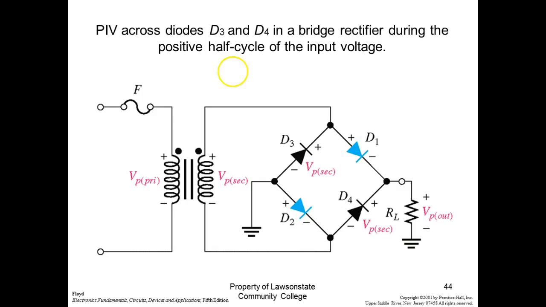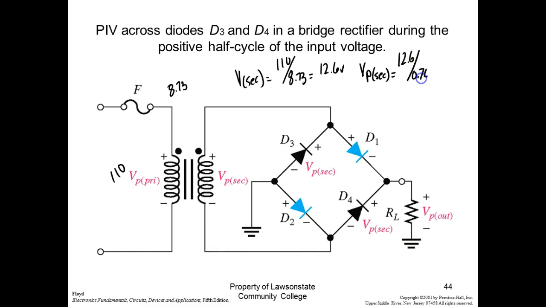So I'm going to take 12.6. First of all, we had 8.73, and we had rated 110 volts. First, I'm going to find my secondary voltage. So this is going to be 110 divided by 8.73 equals 12.6 volts. Then I'm going to take the secondary volts and calculate VP secondary. I'm going to take 12.6 and divide it by 0.707.